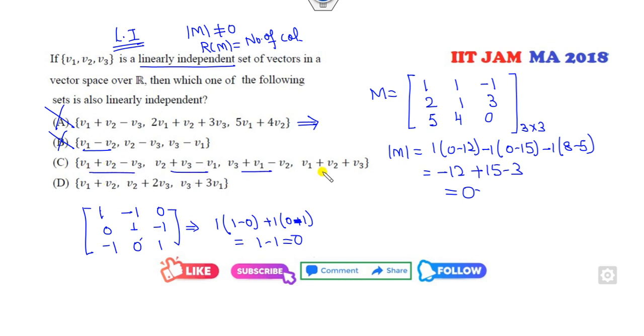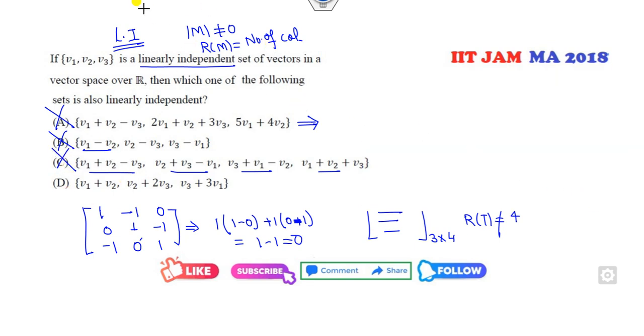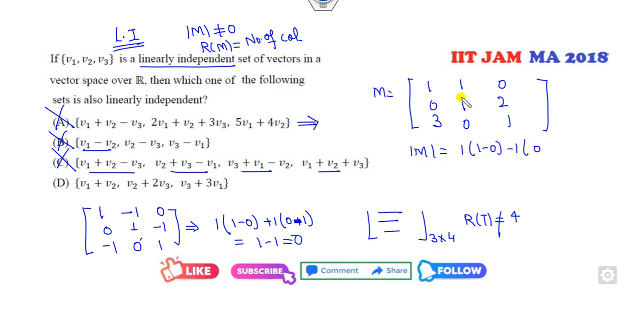You can see these are my 4 vectors, so the size of this matrix will be 3 cross 4. It has 3 rows. Can the rank be 4? If you have 3 rows, can the rank be 4? No. So this option is also cancelled. The only option left, the third, is the right answer. But you can also check V1, V2, V3 here. What is the determinant? It clearly comes to 7, which is non-zero. Yes, this is linearly independent.